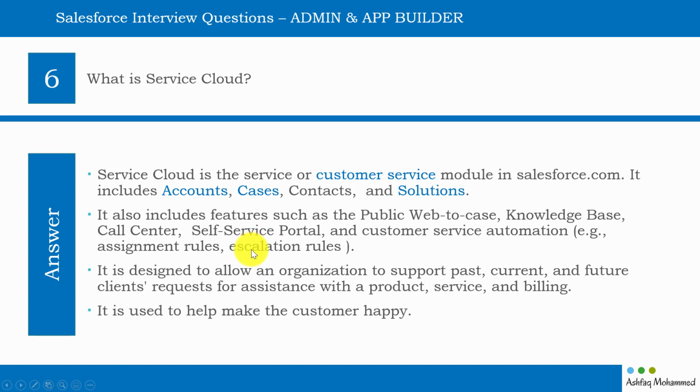And also escalation rules. Let's say, for example, your case has not been resolved for 3 days, so they can write a rule. We can write rules in Service Cloud wherein it says, okay, if this has not been worked upon for the next 3 days, then assign it to the manager, that person's manager or the lead, right? So it automatically gets escalated, right?